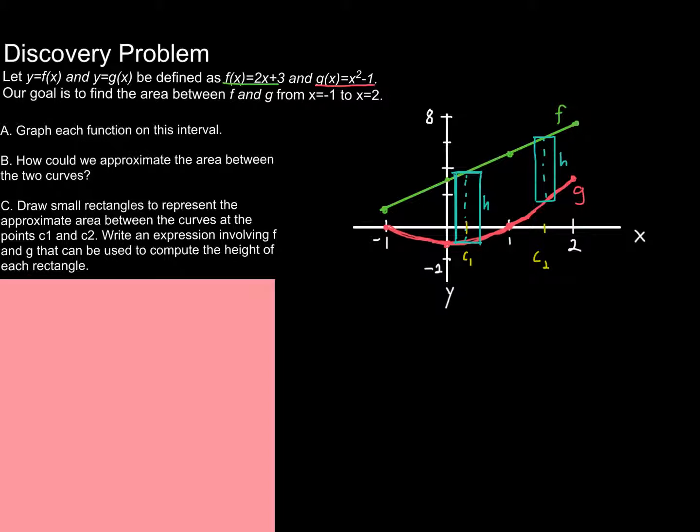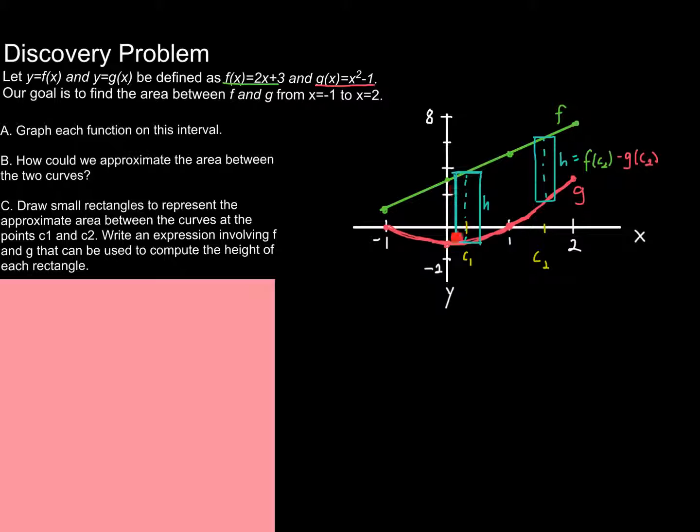Okay, so here are the rectangles that I've drawn. Let's take a look here and see if we can identify how we could find the value of the height using the values of our functions f and g. Let's start with actually the height of this rectangle at C sub 2, because I think that's easier to see. You can see here clearly that I'm dictating the height of this rectangle using the value of f and the value of g at this point C sub 2. And so this height is simply f at C sub 2 minus g at C sub 2. That will give me this height here.